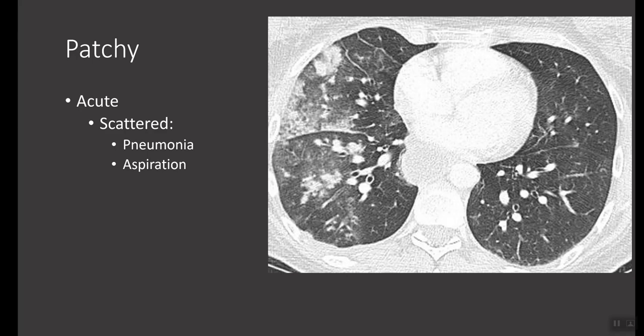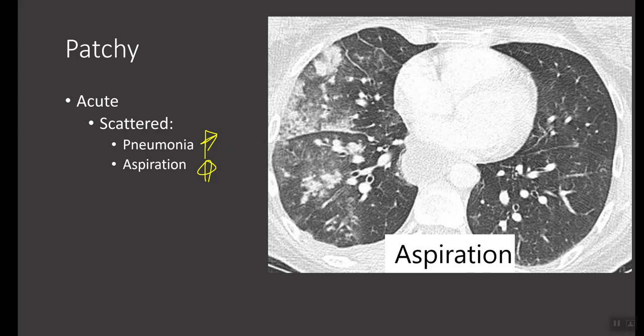So when we have patchy consolidation in the acute setting, the differential here doesn't really change much from lobar consolidation. The two big ones here that we're going to think about again are pneumonia and aspiration. So with pneumonia, again, it can be kind of located anywhere. Bronchopneumonias are not uncommonly patchy. They're peribronchial in distribution. Aspiration, again, we'd expect it to be more in the dependent portions of the lung.